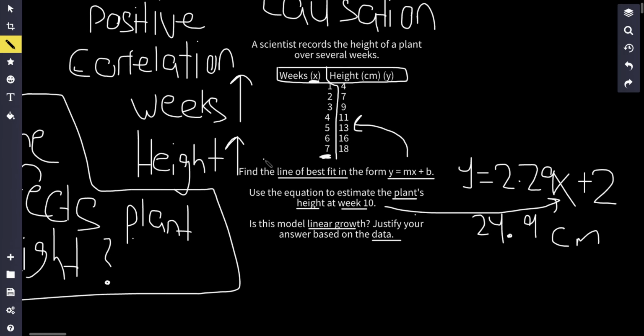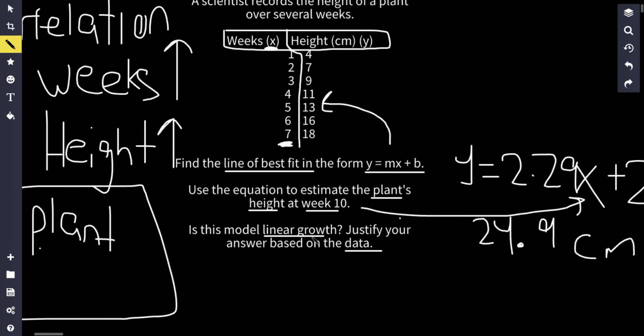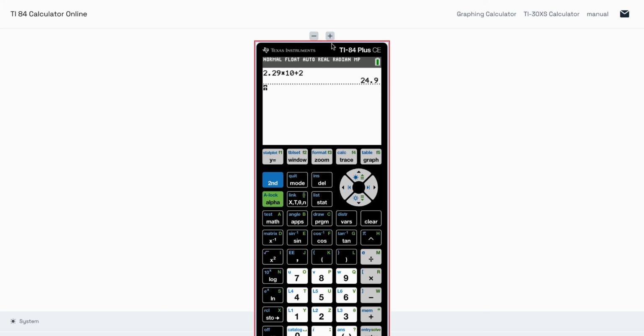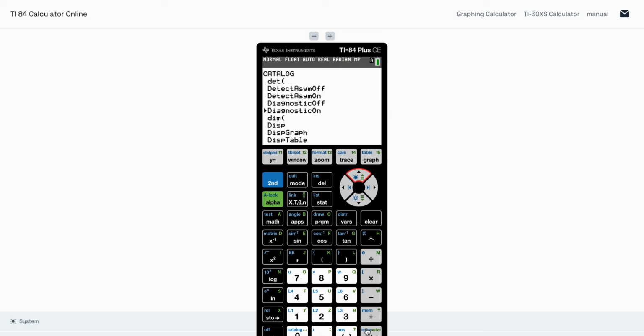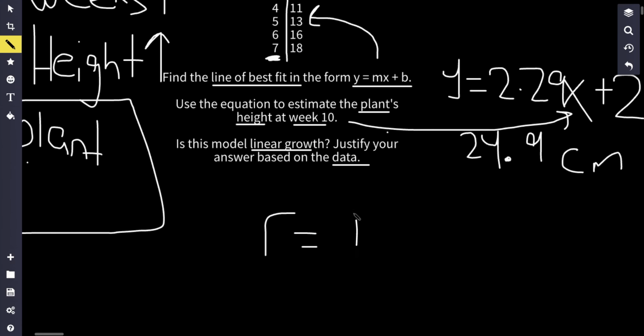So, is this model linear growth? Justify your answer based on the data. To see if a linear model is a good fit, you're going to press second, catalog, and go all the way down to diagnostic on. Press enter, and it's going to turn it on. Now go to stat, calc, and then LinReg ax plus b, and it's going to give you this r value. Just pay attention to this r value. In this case, our r value is equal to 0.0998.